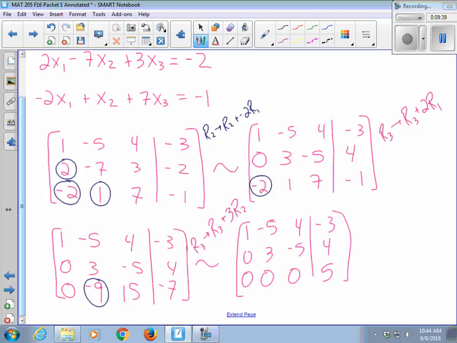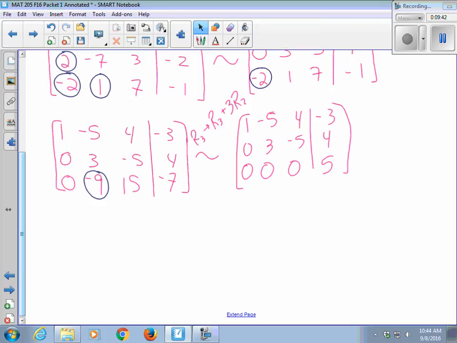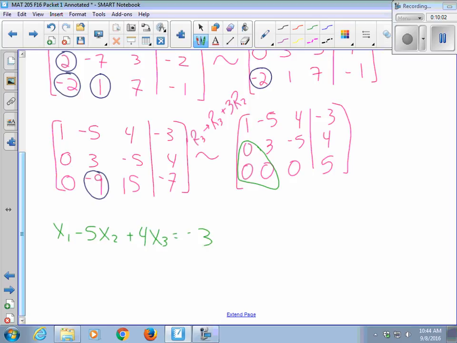All right, so let's just translate this back to a system of equations. We've finished the algorithm. It's in triangular form because I have the zeros underneath the main diagonal, a lower triangle of zeros. So if I translate this back into a system, this says x1 minus 5x2 plus 4x3 equals -3. 3x2 minus 5x3 equals 4. What does that last row translate to? 0x1 plus 0x2 plus 0x3 is 0 equals 5.